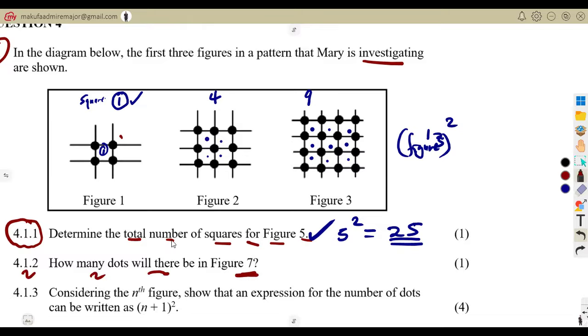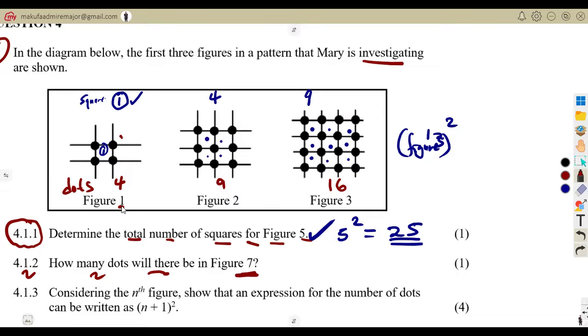In fig 7, how many dots? In terms of the dots, what is happening? Fig 1, there are 4 of them: 1, 2, 3, 4. Fig 2, there are 9 dots that we see here. Fig 3 has 16. So we still have the perfect square concept, but it is no longer corresponding. Remember, it was 1 squared giving us 1, 2 squared a 4, 3 squared a 9. But now it is 2 squared.